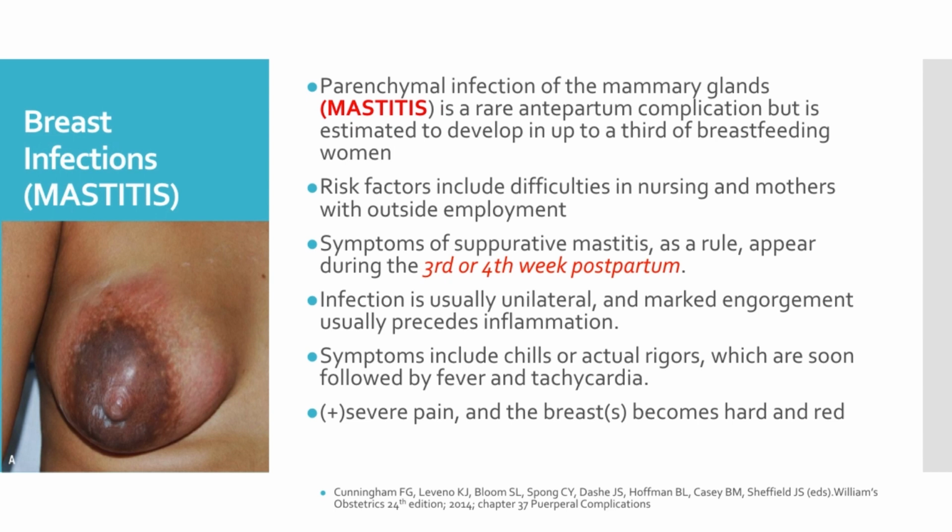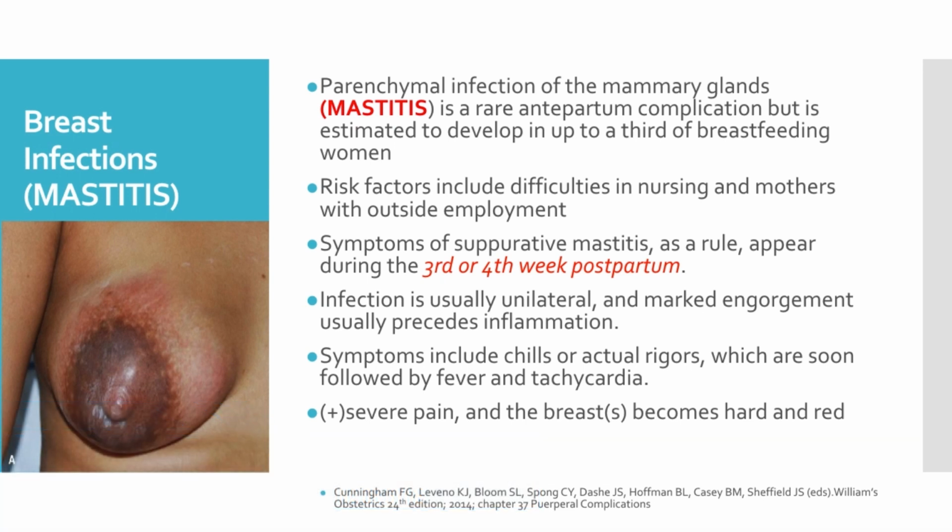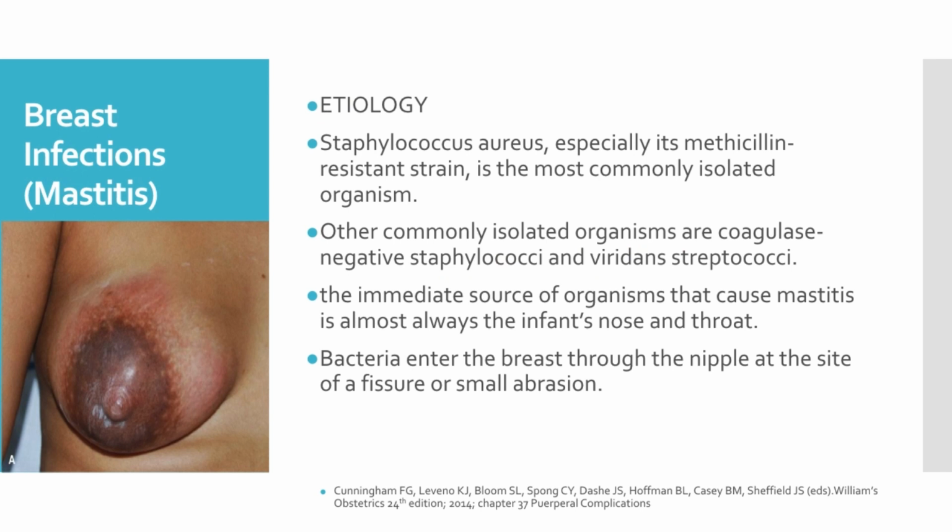Symptoms of suppurative mastitis, as a rule, usually appear during the third or fourth week postpartum. Infection is usually unilateral with marked engorgement that usually precedes inflammation, as seen in this picture. So symptoms include chills or actual rigors, which are soon followed by fever and tachycardia. And usually the patient complains of severe pain in the affected breast, and the breast becomes very hard and very red in color.